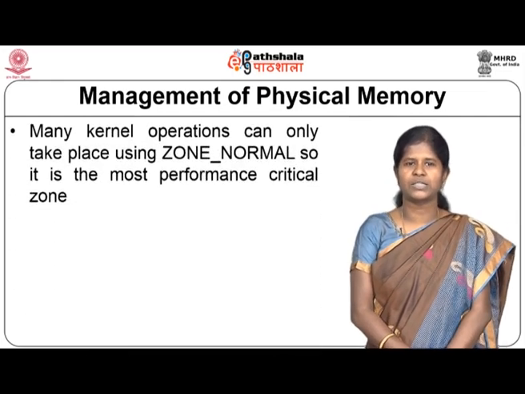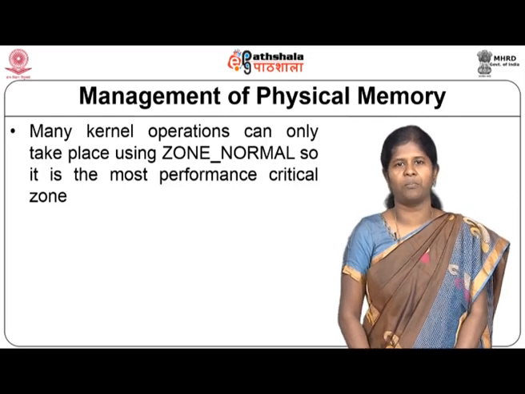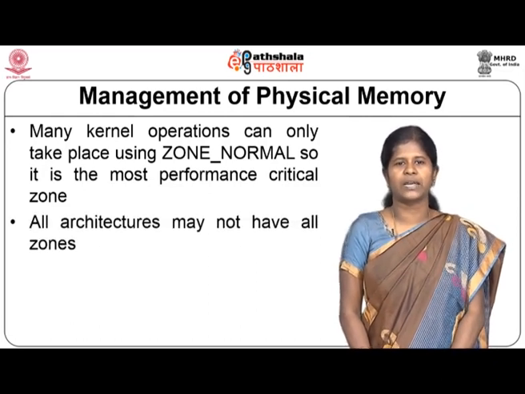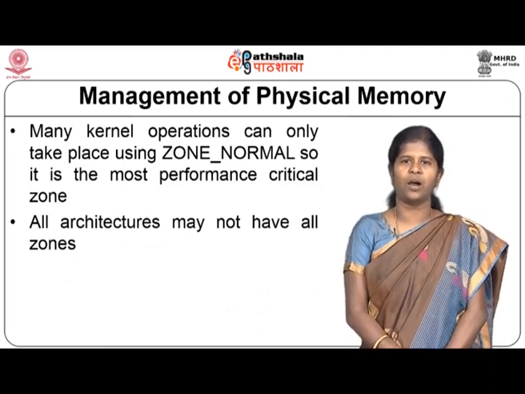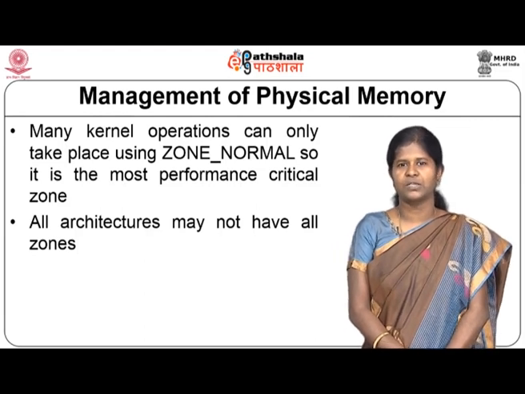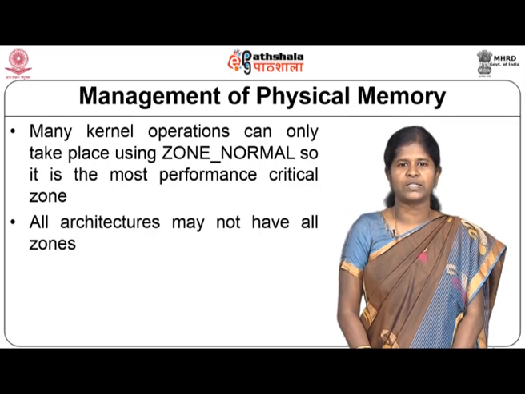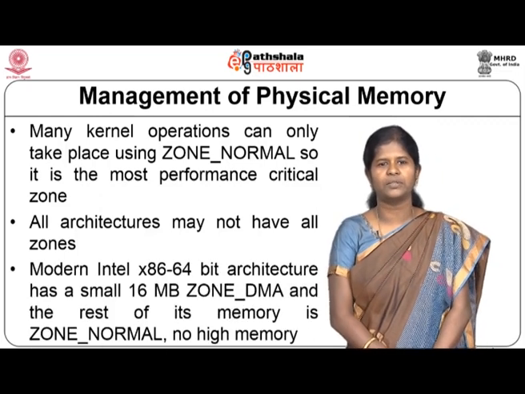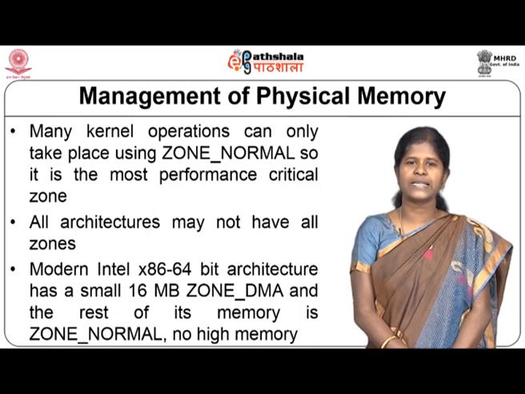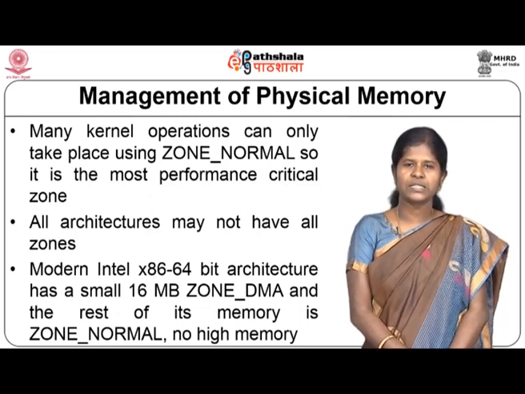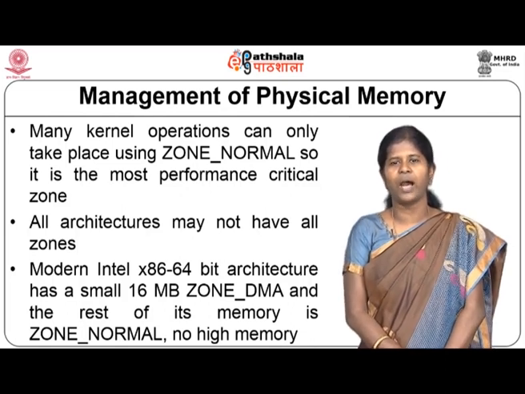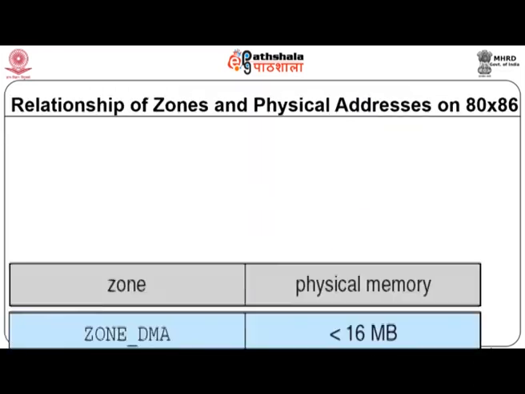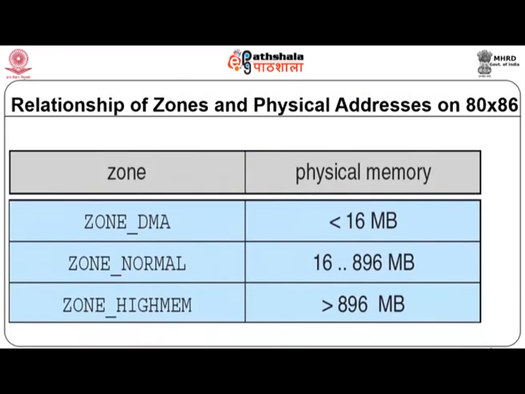Many kernel operations can only take place using this zone normal, and hence it is the most performance critical zone. So, here we see that there are 4 different zones, but all architectures may not have all the zones. Some architectures will have only some of these 4 zones. Say for example, look at this modern Intel x86 64-bit architecture. It has a small 16 MB zone DMA, but the rest of its memory is called zone normal. There is no high memory in this particular architecture. Look at this example of Intel x86 32-bit architecture.